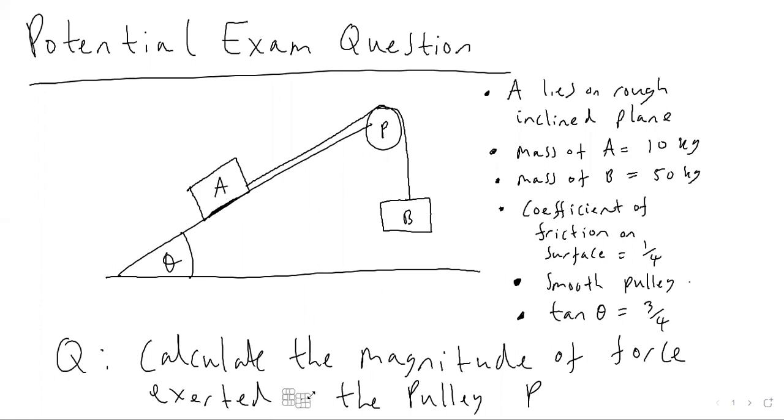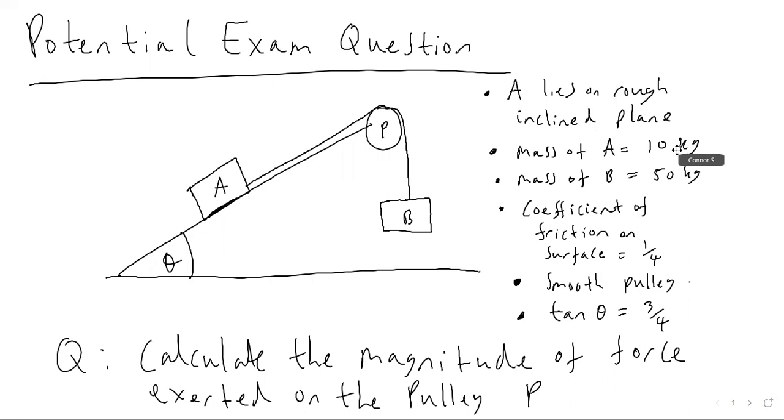So let's say we've got this pulley system like this. We've got a pulley system with this block A connected by a light string. I didn't write this here, but let's just assume the string is light. And it's connected to block B over a smooth pulley, so there's no friction in the pulley, but A lies on a rough plane, so there's friction in the plane.